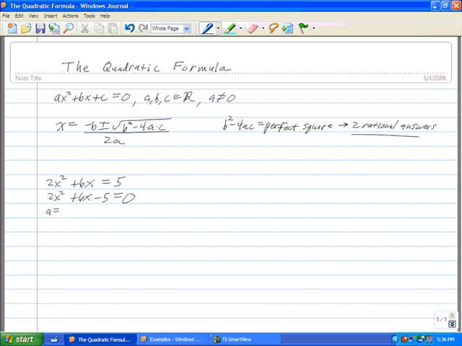Now we know that our a is 2, our b is 6, and our c is a negative 5. Plugging into our formula, we get that x equals the opposite of b plus or minus the square root of b squared minus 4 times a times c, all over 2 times a. Next is the discriminant.